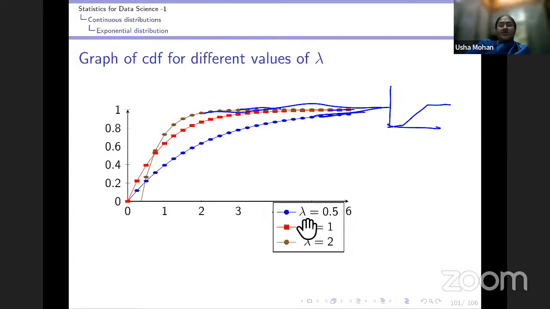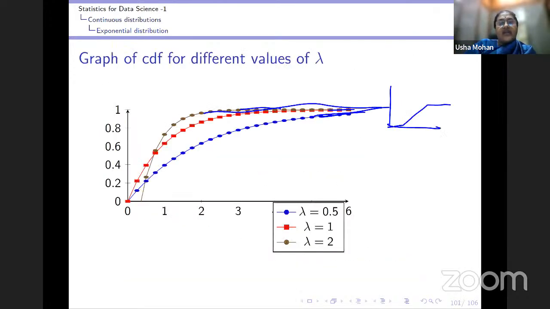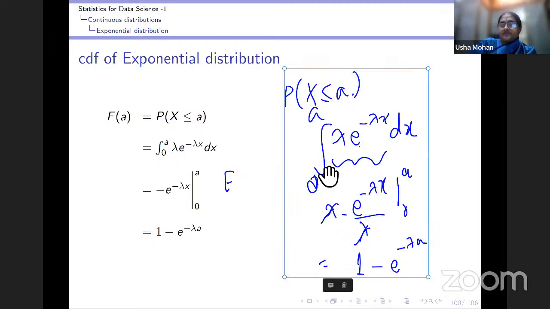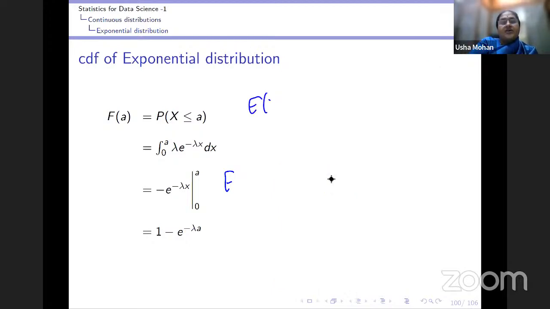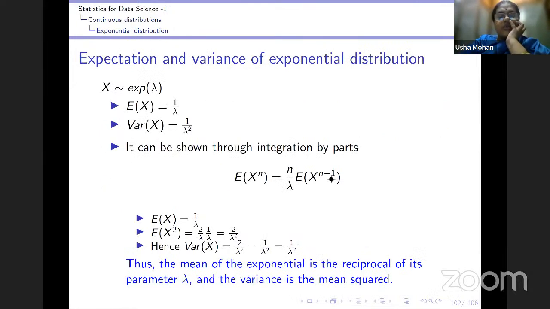So the expectation of an exponential distribution. Now again, let's look at the expectation. What is the expectation of x? It is the integral of x times f of x, lambda e to the power of minus lambda x dx. You can just show it through integration by parts. I'm not going to do that here; you can check it yourself. Expectation of x is 1 by lambda and variance of x is 1 by lambda square.